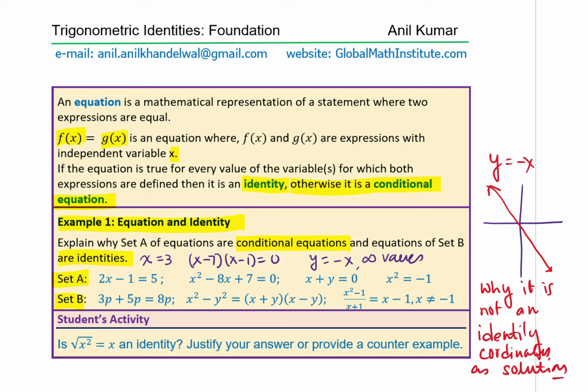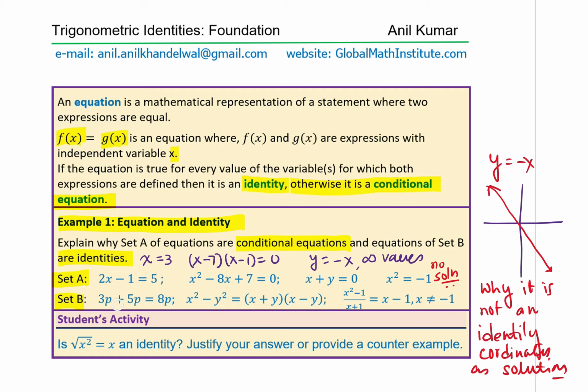Now, the next one here is x squared equals minus 1. This one has no solution, right? This has no solution. But still it's an equation. An equation may have a solution, may not have a solution. It may have one solution or many solutions, correct? That is what we have learned in this particular part of the video.